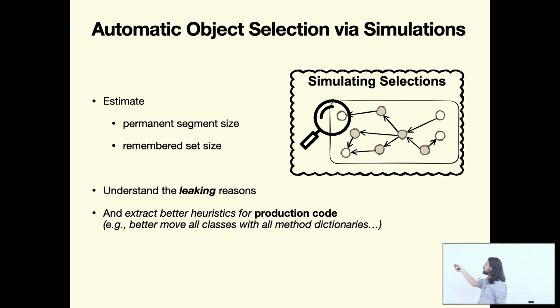We also, in our simulations, have some debugging tools to understand when something doesn't work well. What is leaking? What is the object in the permanent space that is being referenced wrongly, or a lot of objects in the old space? Why is this object in my remembered set when it shouldn't be? The idea is that with this, we want to make automatic heuristics to be able to have even better selection for production code.